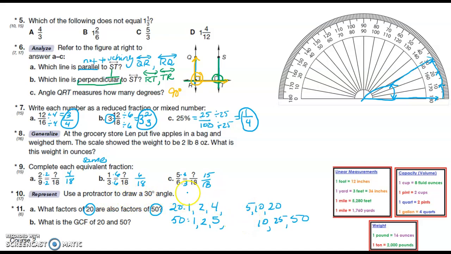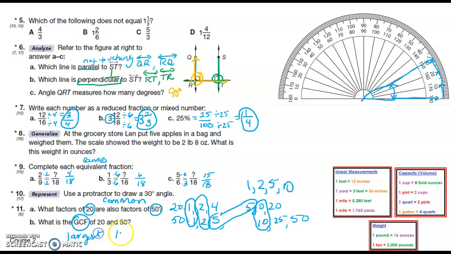So it says, what are the common factors? What do they have in common? We have 1, we have 2, we have 5, we have 10. So 1, 2, 5, and 10 are my common factors. So what is the greatest or the largest common factor? That's going to be 10.